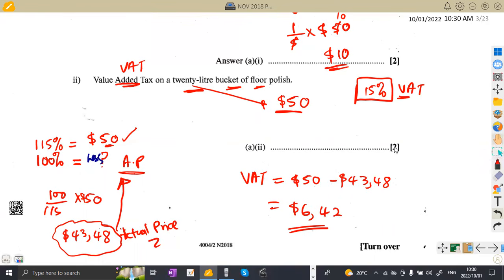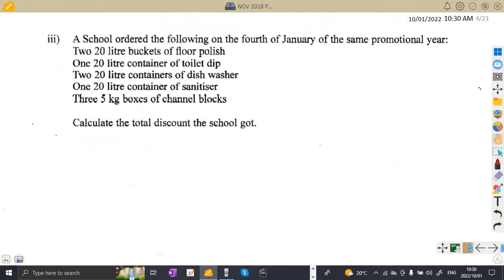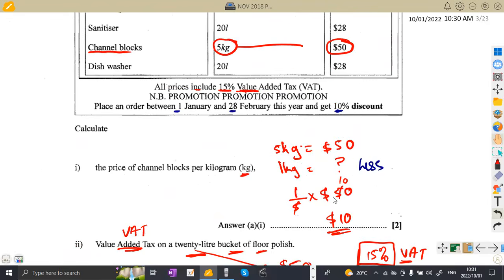So I think it was actually clear. All you need to work with these questions, as we can see, guys, is to understand what is happening here. Okay, item 3, we are now given that a school ordered the following on the 4th of January on the same promotional year. So remember, when there's a promotion here, let us get back to the promotion. We are given something about the promotion here.